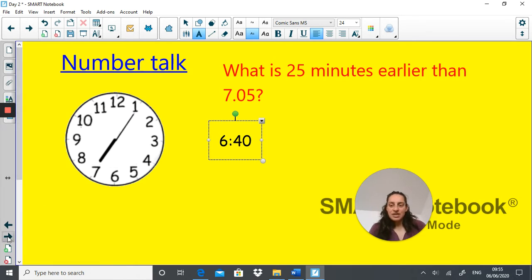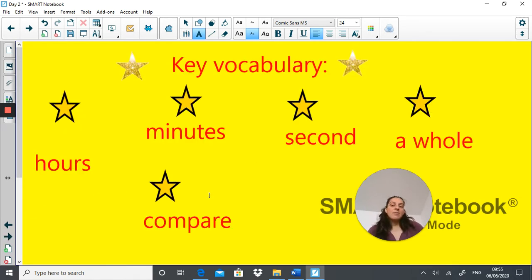Let's move on. So the key vocabulary is hours, minutes, seconds, a whole, and compare. I think you'll remember from yesterday, it's the same vocabulary we had. We're using it a lot in our lessons this week, so you should know what they all mean. The new word is really compare, and that's what we're looking at all week.